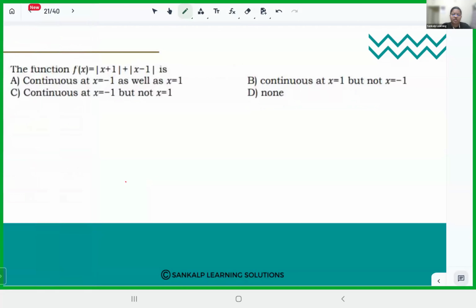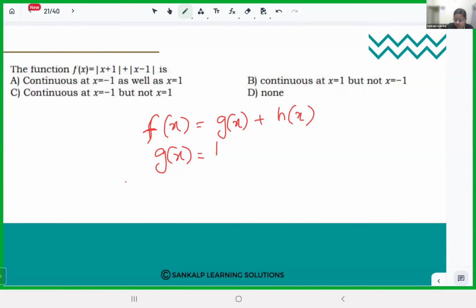Okay. Now, the next question is the function f of x equal to modulus of x plus 1 plus modulus of x minus 1 is. So they have given a function f of x as an addition of two functions. Let the first function be g of x and the second function be h of x. Now what can you say about g of x and h of x? What is g of x here? G of x is equal to modulus of x plus 1, and h of x is equal to modulus of x minus 1, right? So these are two functions, both are modulus functions.